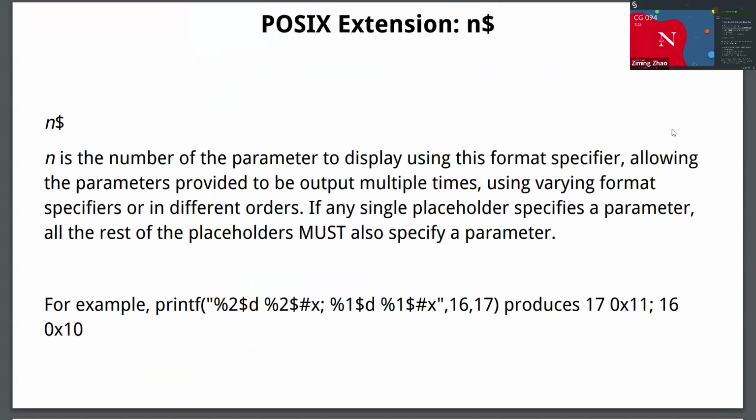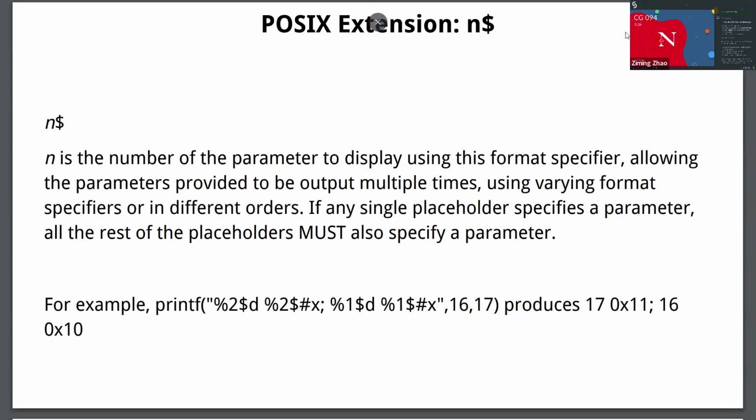There is a POSIX extension of percentage n and format string, which is the $ sign. In this class, we do not really hack this version of it, but it's actually also very simple. The idea is, if you have a parameter you want to use multiple times, you don't need to repeat it. For the regular format string, each format specifier matches one parameter. If you want to use one parameter multiple times, you need multiple format specifiers to match each of them, right?